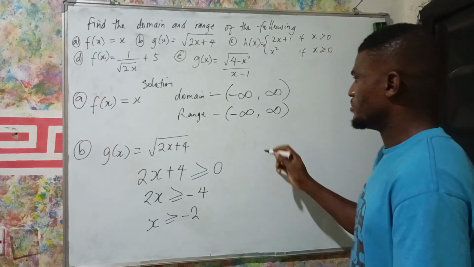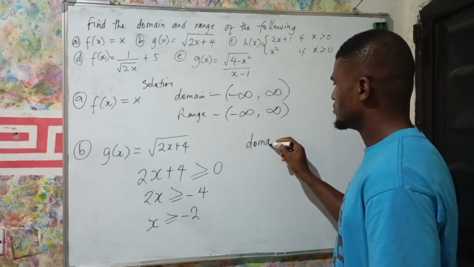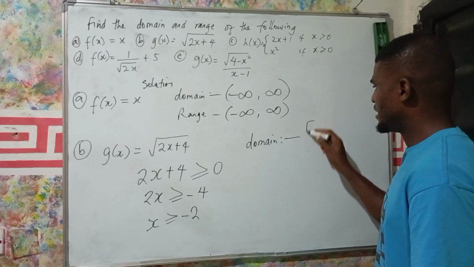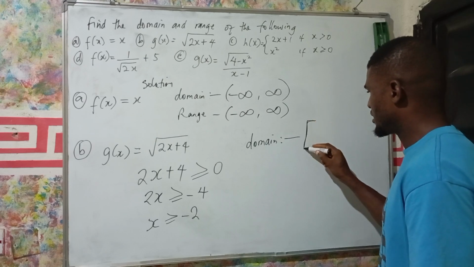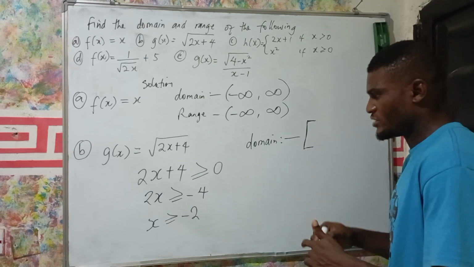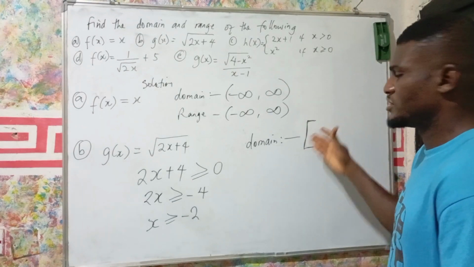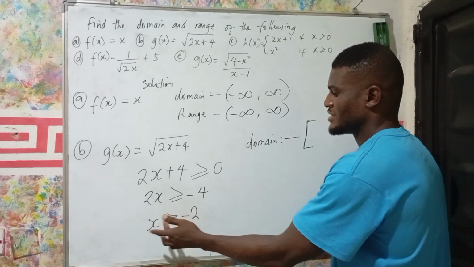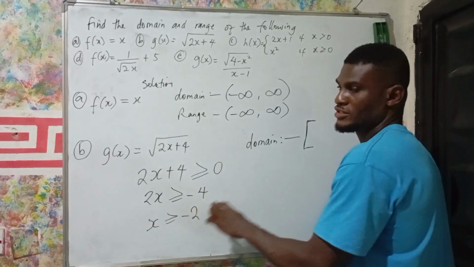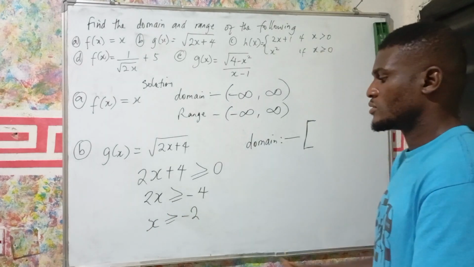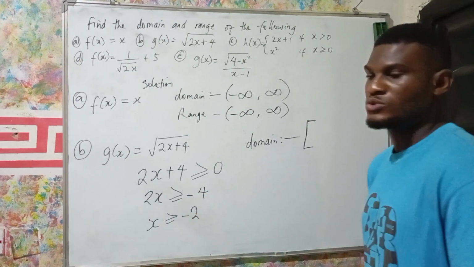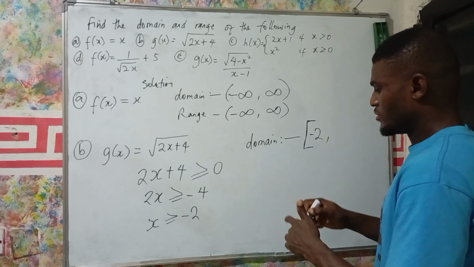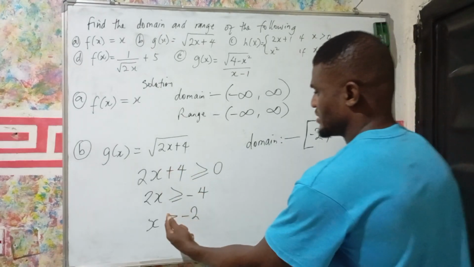We can then say that the domain would be values. Now I'm going to use a square bracket. A square bracket means that the value that I want to write down there at this stage would be inclusive. Now if you look at this, you are saying x is a set of values that are greater than negative 2, and also equal to negative 2. So negative 2 is also included, and then from negative 2, remember we're saying greater than.